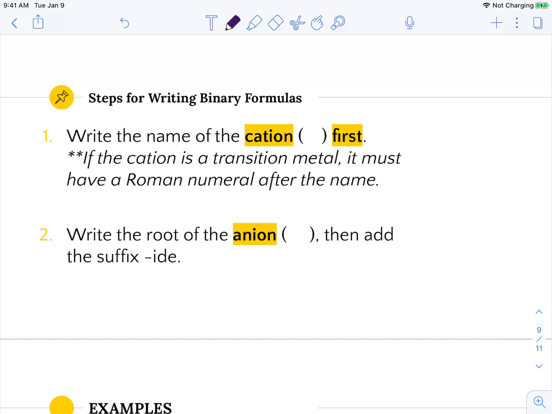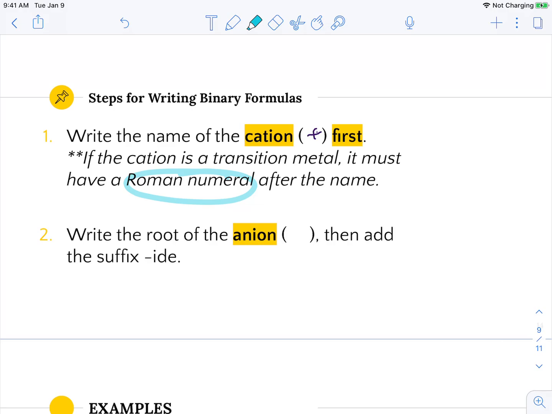Okay, so now that we know how to write the formulas, we're going to do naming the formulas. So this is naming binary formulas. The first step is to write the name of the cation. Remember, that's the positive ion, the first ion listed. If the cation is a transition metal, don't forget you need to use the Roman numeral along with the name.